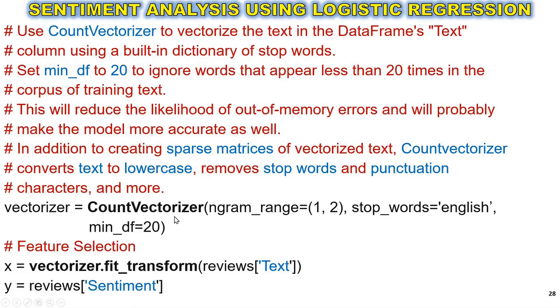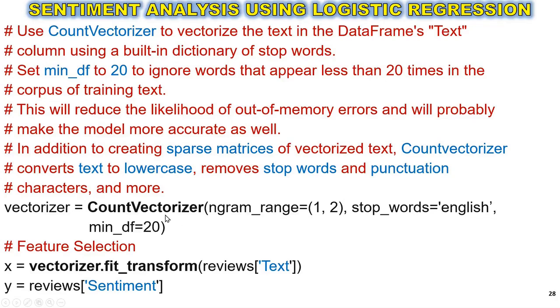The command CountVectorizer converts text into numbers and generates a matrix of word counts. In addition, the CountVectorizer converts text to lowercase, and removes stop words and punctuations. Next, we select the column text from the movie reviews dataset as the independent variable X, while the column sentiment will be the dependent variable Y for our feature selection.